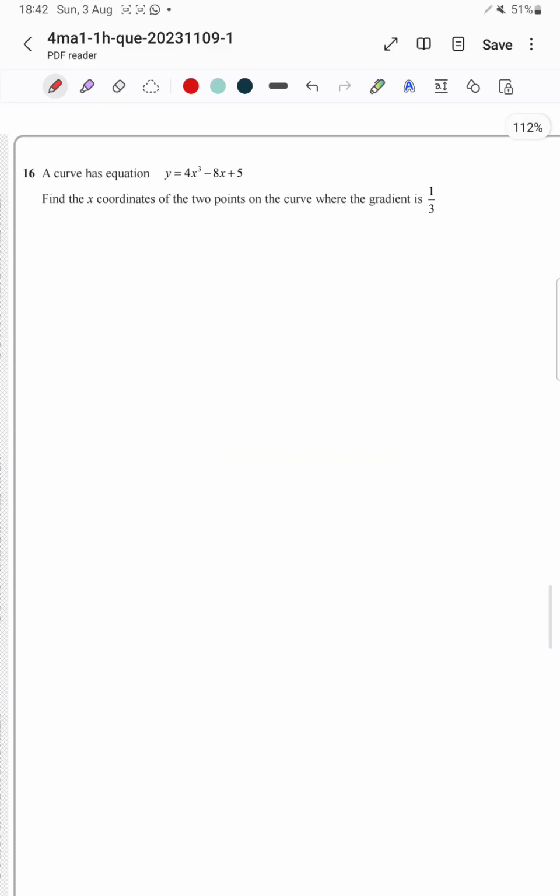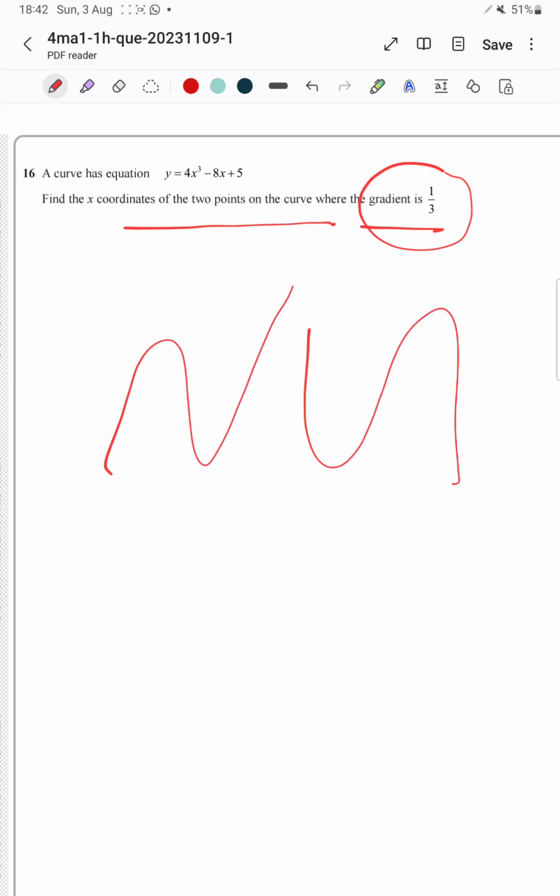A curve has an equation y is equal to 4x cubed minus 8x plus 5. This is a cubic function. Find the x coordinates of the 2 points on the curve where the gradient is 1/3. Now the gradient is given as 1/3. So let's say this cubic is something like this, or it can be like this way.